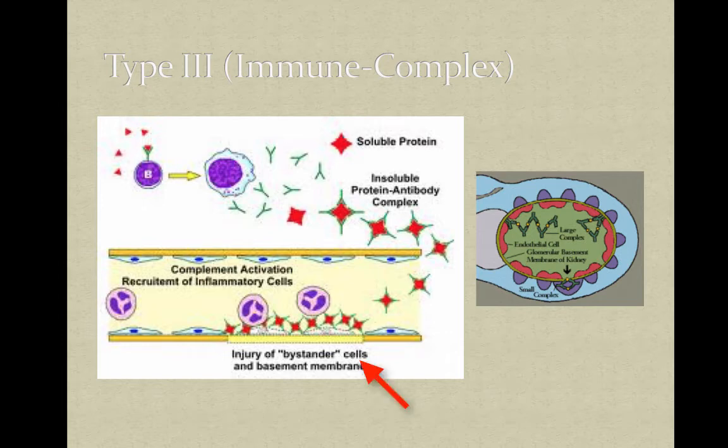Now these reactions can be local or systemic, and they can be immediate or delayed, and symptoms totally depend on the location in the body and the number of complexes that are there. Very common sites, however, are lungs, kidney, the joints, and blood vessels. And this is the type of reaction that's linked to autoimmune diseases such as lupus and rheumatoid arthritis.